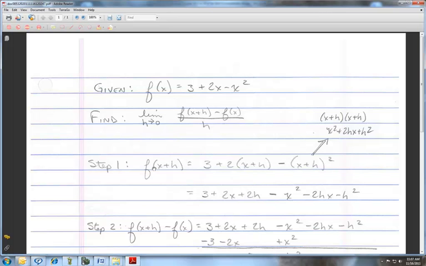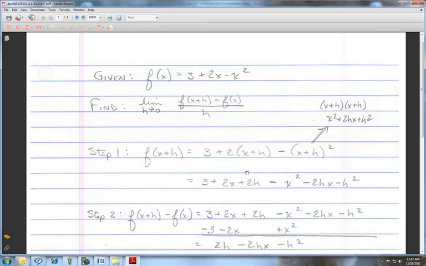First job is to find f of x plus h. This is old functional notation, so wherever I see x, here and here, I'm going to put parentheses and put x plus h in its place, and then by using some algebra techniques, clean it up. So first thing I did was I distributed the 2. This piece right here, if you've done enough of these, you'll know that x plus h quantity squared is x squared plus 2hx plus h squared. But when you subtract, it changes all signs. That's the end of step 1.